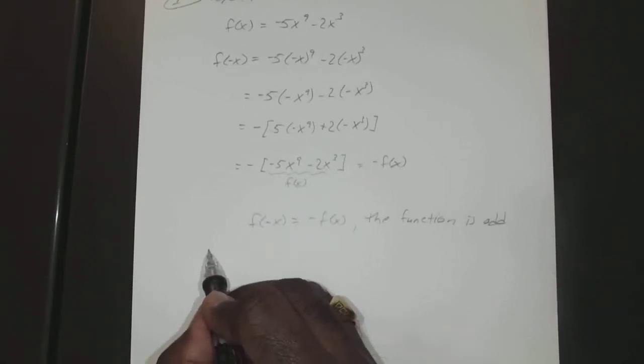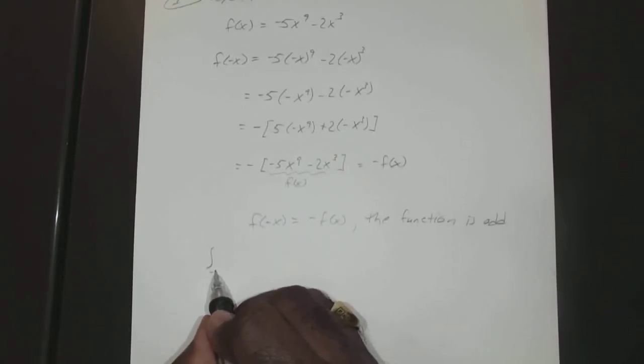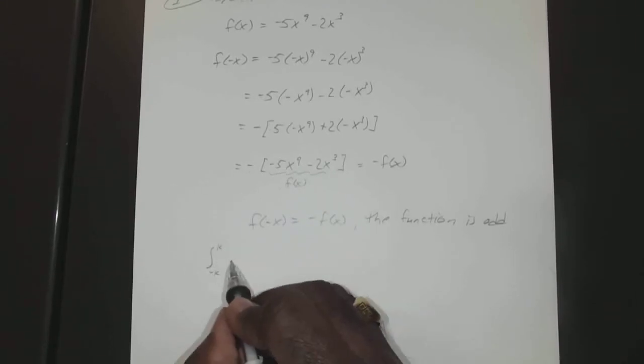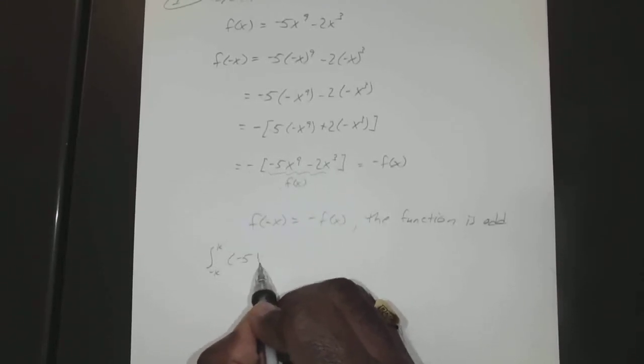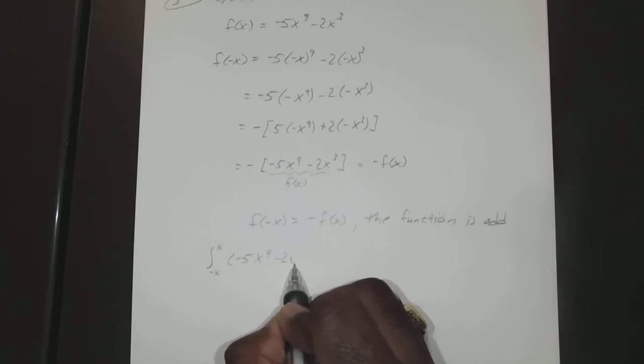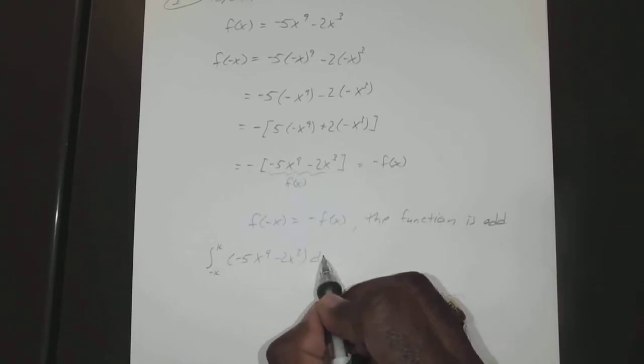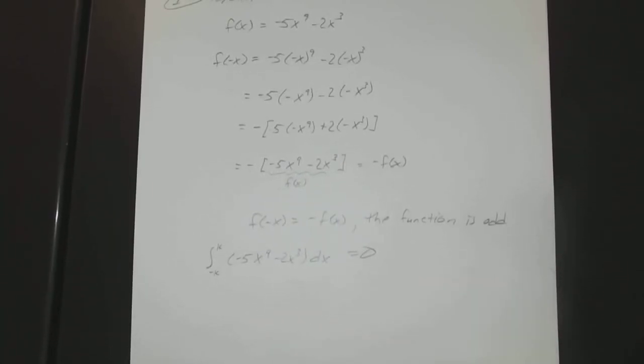Okay, so that means that the integral from negative k to k of negative 5x to the ninth minus 2x to the third with respect to x is equal to 0.